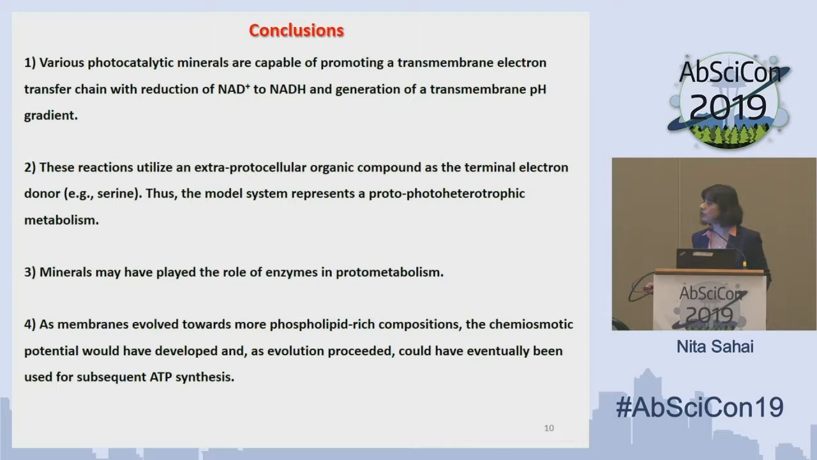The minerals we are showing, actually, there are lots of hypotheses that minerals may have played the roles of enzymes in protometabolism, but this is one of the first cases where there's a demonstration that that's actually working. And it's happening in a photoheterotrophic metabolism. As membranes evolve towards more phospholipid-rich compositions, this developed chemiosmotic potential would have occurred, and as evolution proceeded, this might have eventually been used for the synthesis of ATP as the evolution eventually produced an ATP synthase.